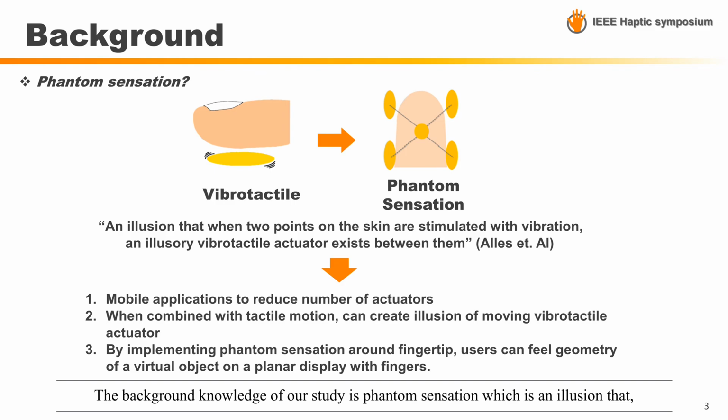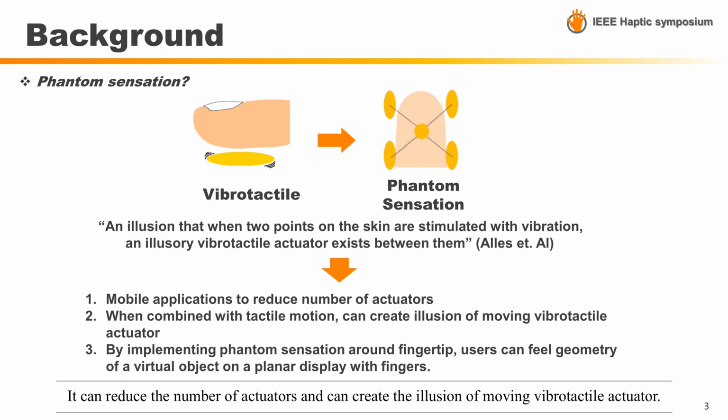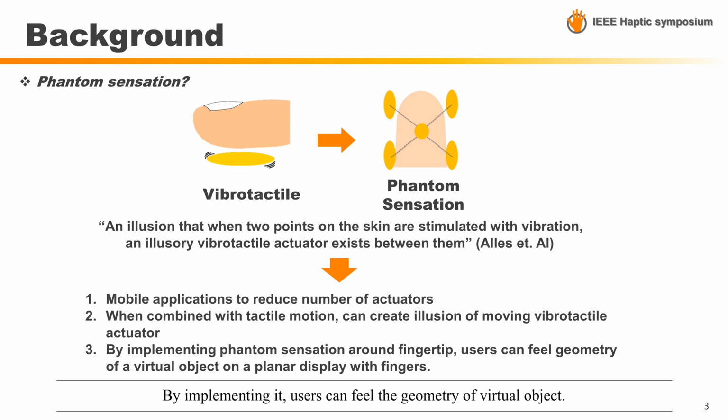The background knowledge of our study is phantom sensation, which is an illusion that when two points on the skin are stimulated with vibration, an illusory vibrotactile actuator exists between them. It can reduce the number of actuators and can create the illusion of a moving vibrotactile actuator. By implementing it, users can feel the geometry of virtual objects.